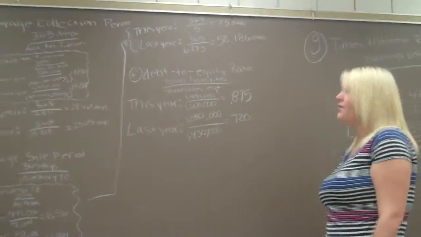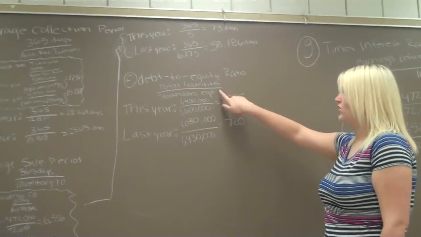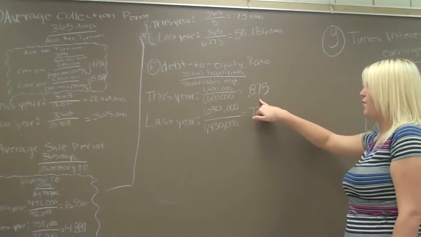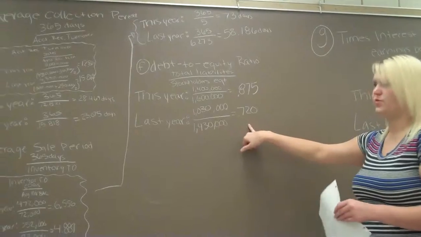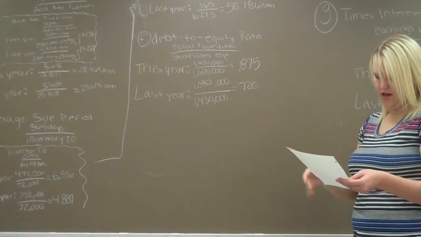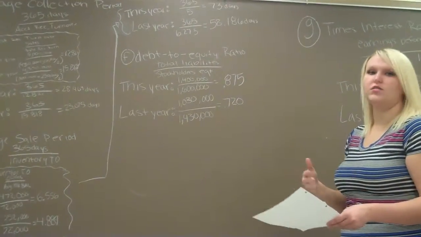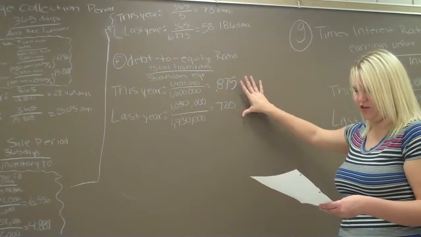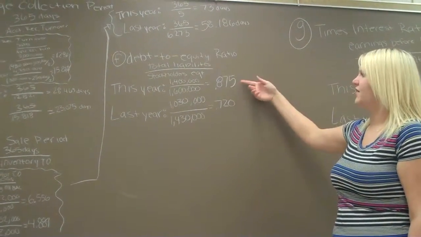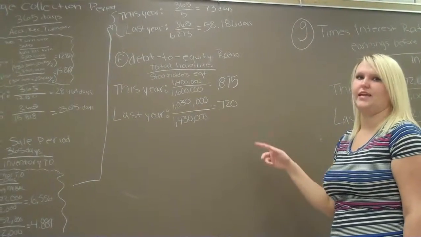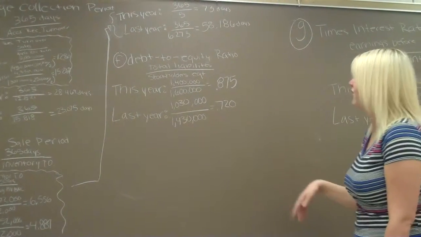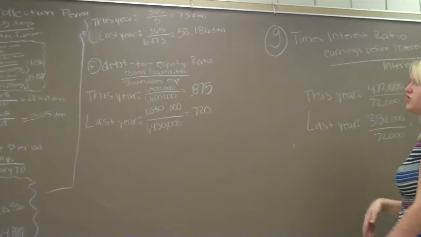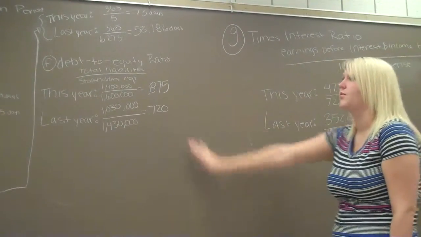Alright, the second to last part is the debt to equity ratio. You do total liabilities divided by stockholders' equity. This year we got 0.875 and last year was 0.72. Normally 0.0 to 3.0 is the average, so each year they were both in the average. This just means that stockholders are seeing 87 cents back for every dollar that they put into the company, which is really good that this number went up.